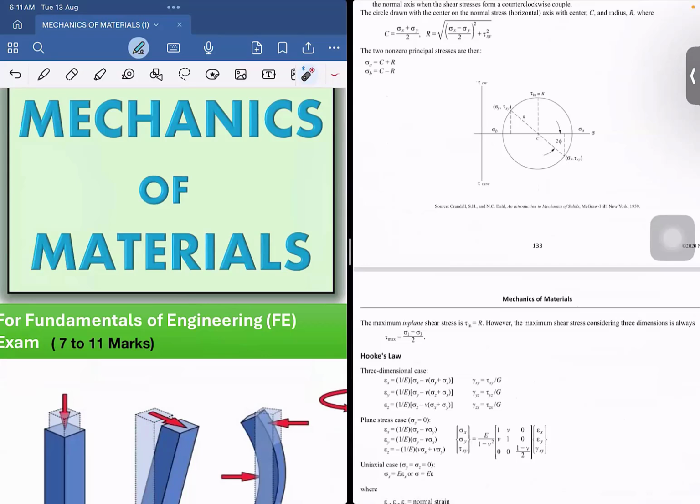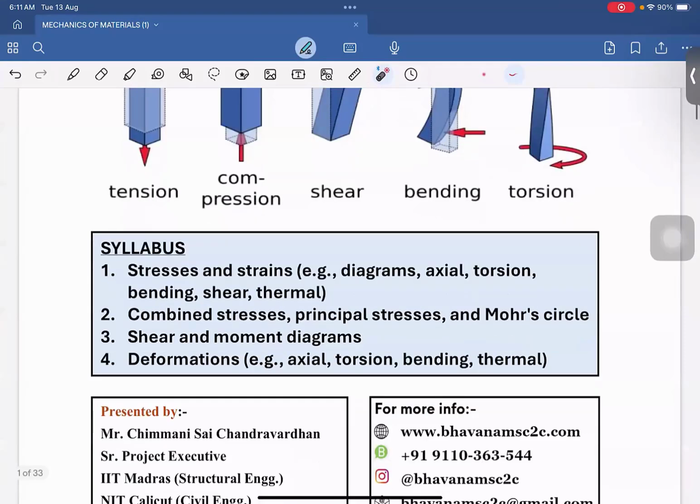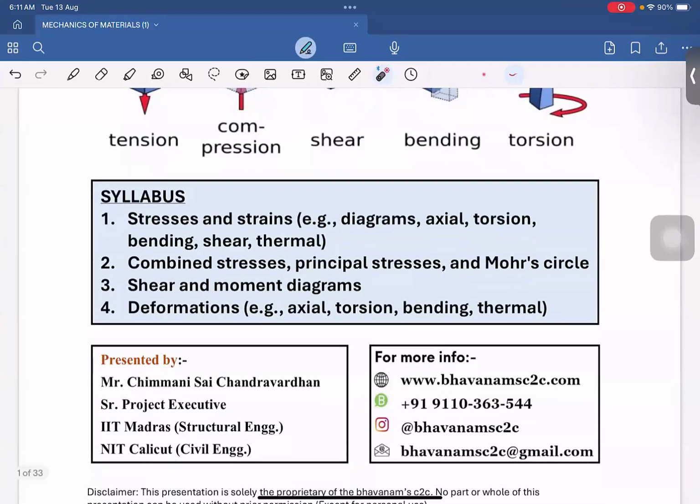You just need to be thorough with the handbook well in advance, so that it will be faster for you to reach the formula. Coming to the syllabus, there are plain stresses and strains, combined stresses, principal stresses, and Mohr circle, the very famous shear and bending moment diagrams, as well as deformations. This subject is important because it is the basics for all the structures related subjects.